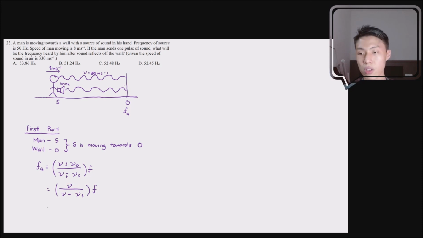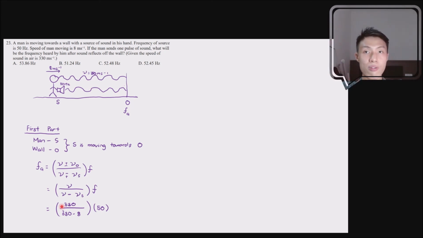Okay, so now we can do our substitution. We know this is 330 minus the speed of the sound source, 8, times the frequency produced by the sound source, 50. If you calculate all this, you should be able to get an answer, but I will not calculate it. I just leave it like this. Okay, so the wall will be receiving the sound wave with this frequency over here. So if the sound wave reflects from the wall, it should be reflecting off the wall with the same frequency as the frequency received by the wall.